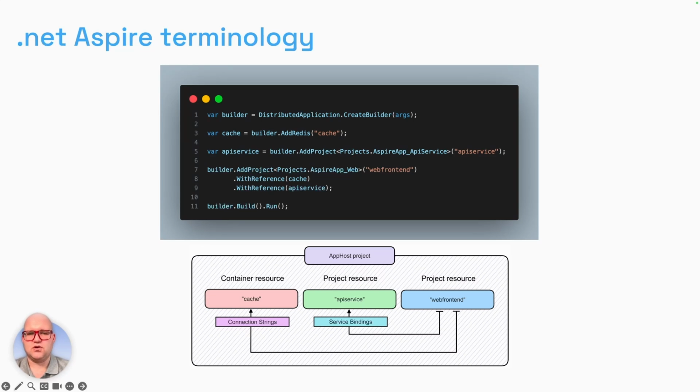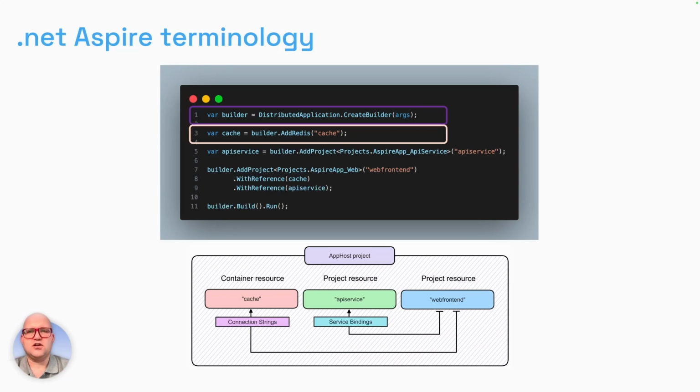So overall, you have this app host orchestrator project. It always has an app host suffix in the end by convention. And within this project, you define your app model. In this case, it's a distributed application. With the builder that's created there, you can simply define resources like the cache, the API service, or the web front. And in the end, it's also a resource, even if it doesn't have a variable to be referenced later on.